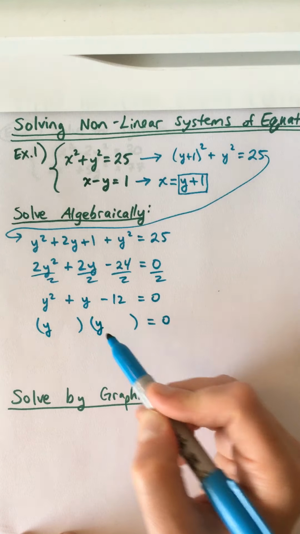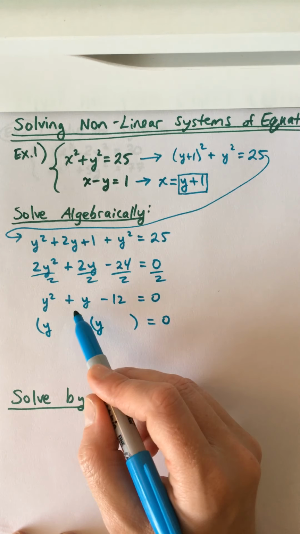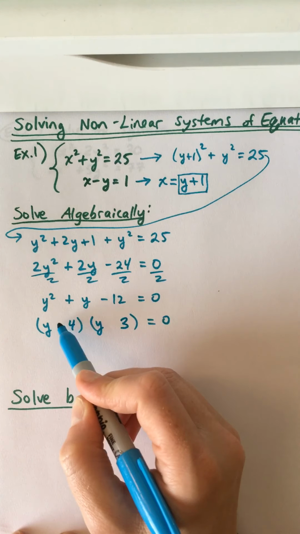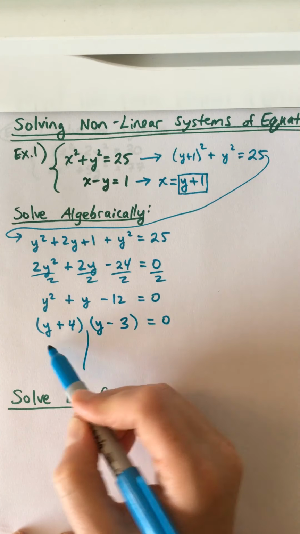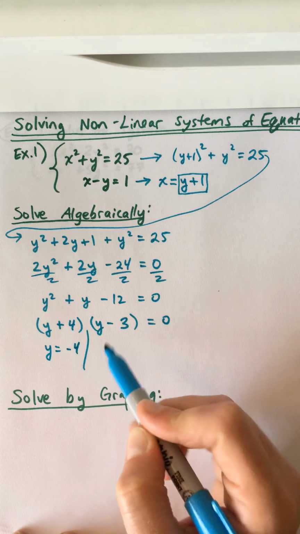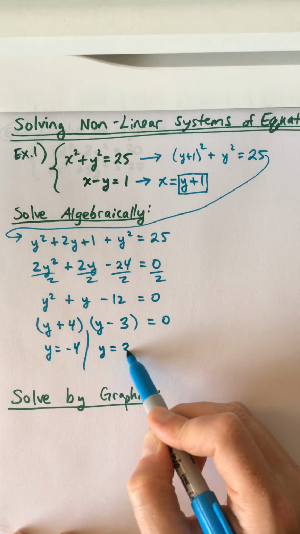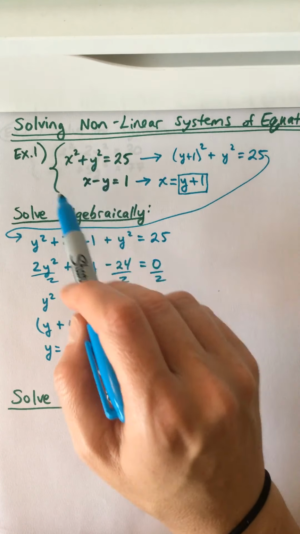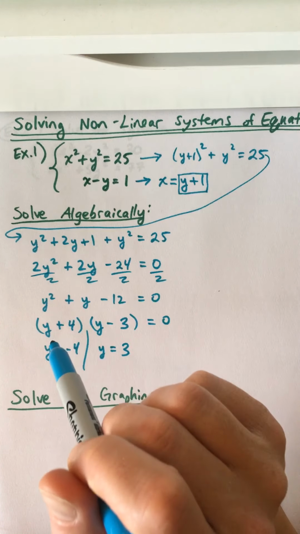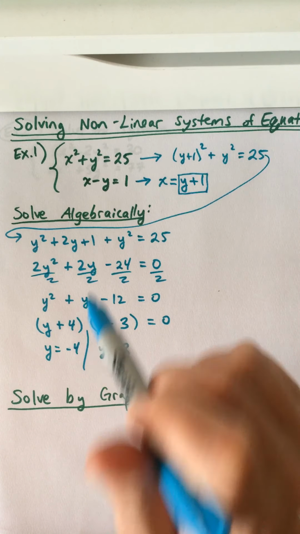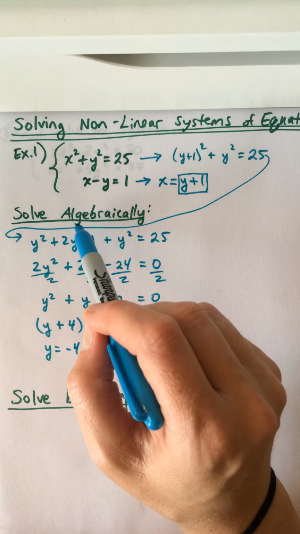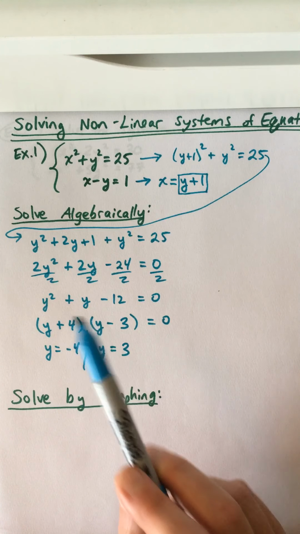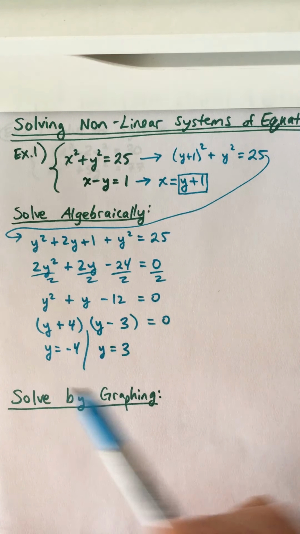Y squared comes from y times y, and numbers that multiply to give negative 12 and add to give positive 1, it would be positive 4 and negative 3, and so we get y equals negative 4 and y equals positive 3. Well, this isn't our final solution because our goal is to solve the system, and the system involves both x's and y's. So we can go back to any equation in the beginning to figure out what x is for each of these y values.